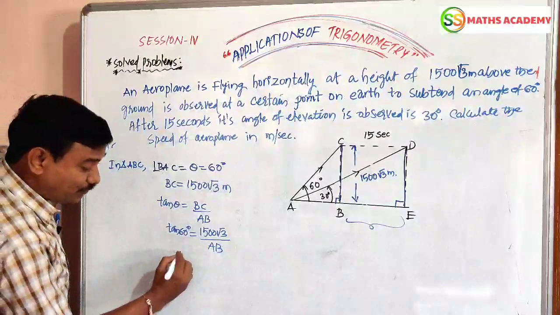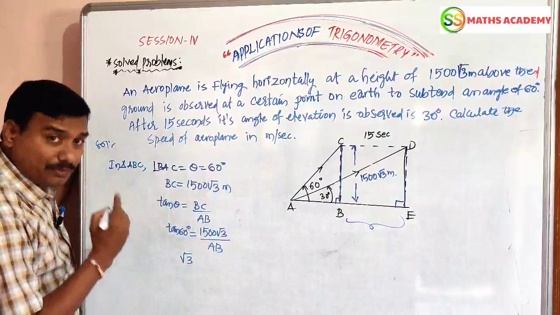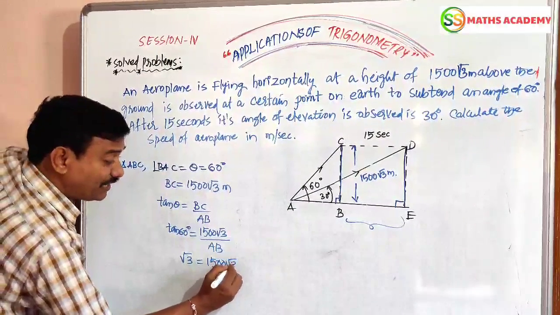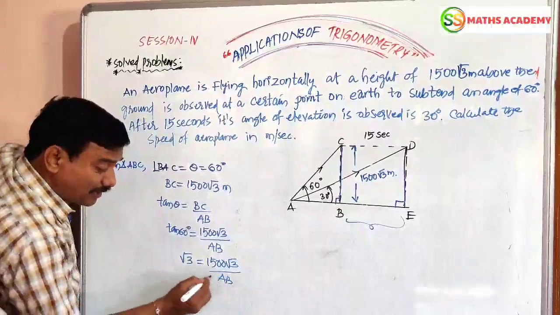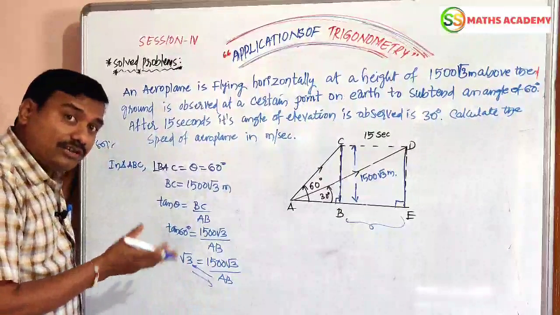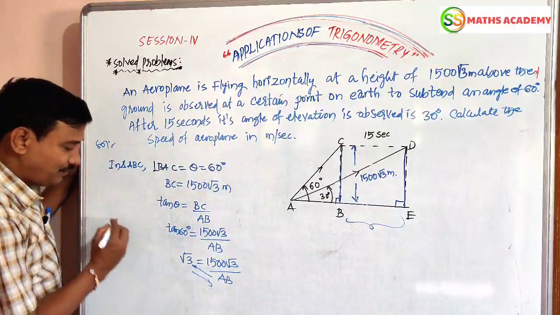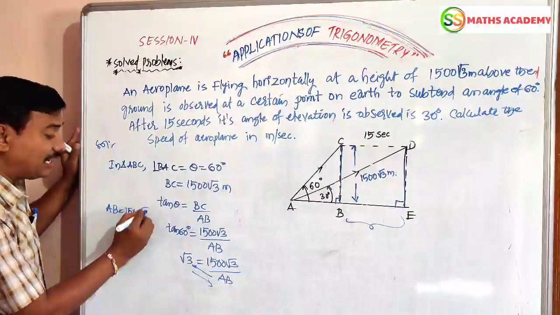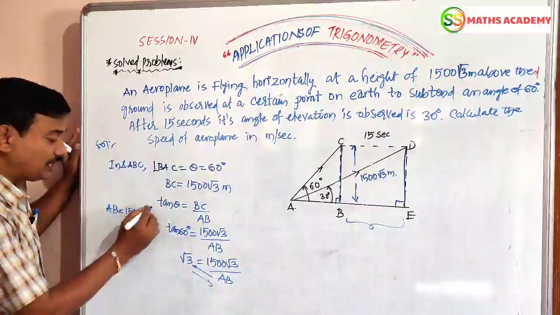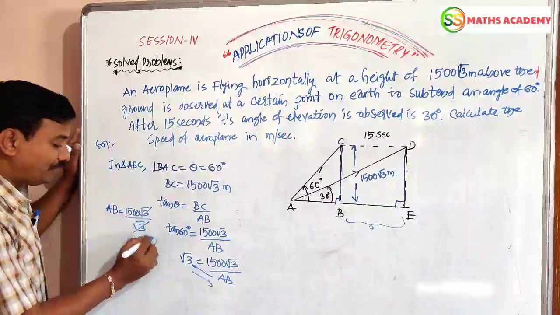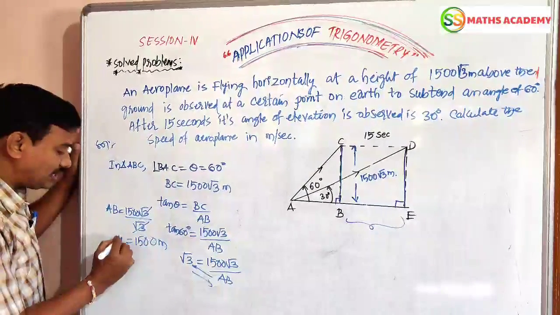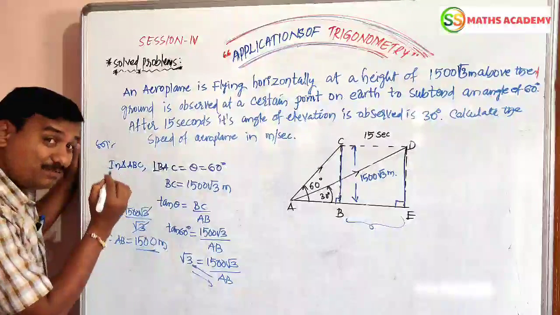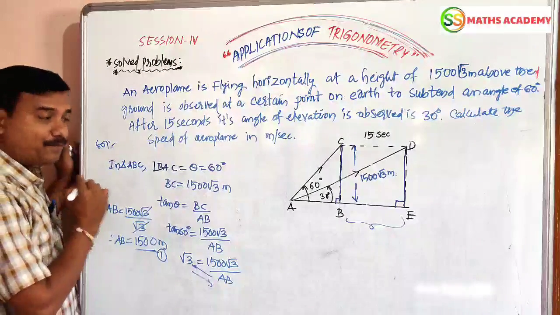We know very well that tan 60 is root 3. So root 3 equals 1500 root 3 by AB. Interchanging these two terms, we get AB equals 1500 root 3 by root 3. Root 3 gets cancelled, so AB is 1500 meters. The distance of AB is 1500 meters. Put this as equation number 1.